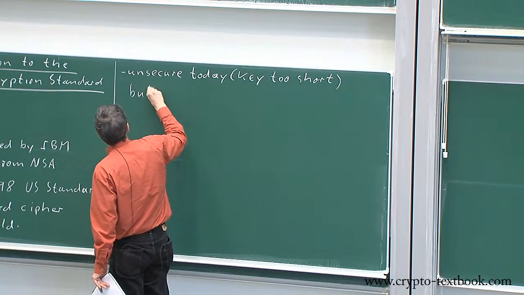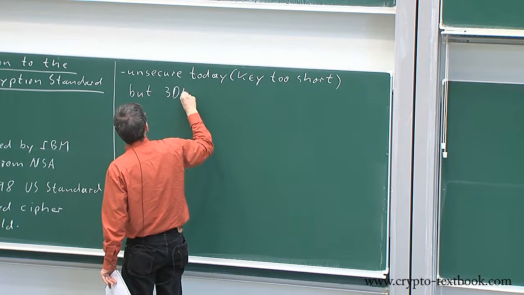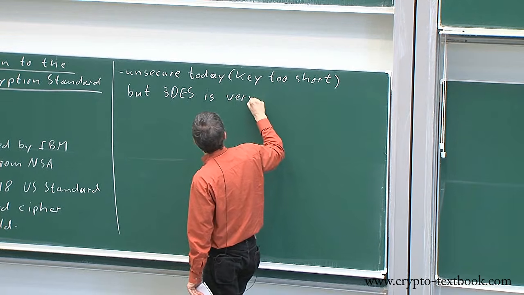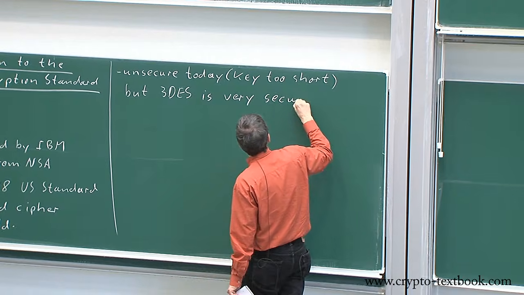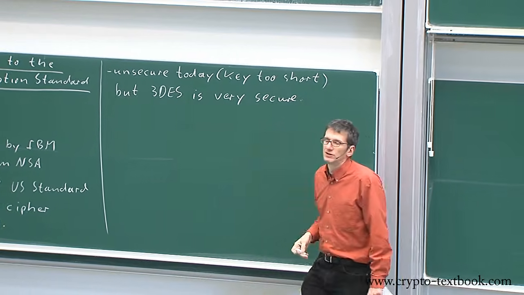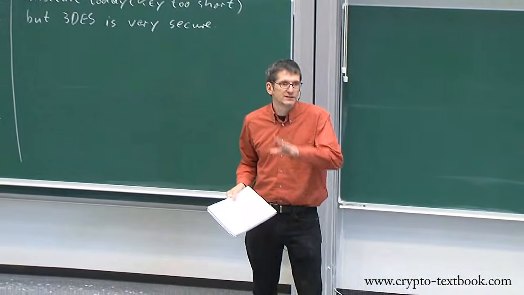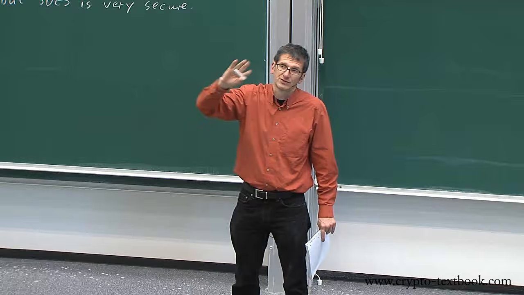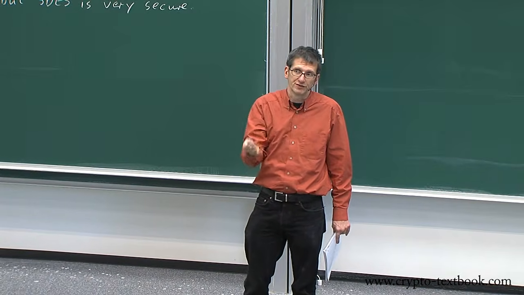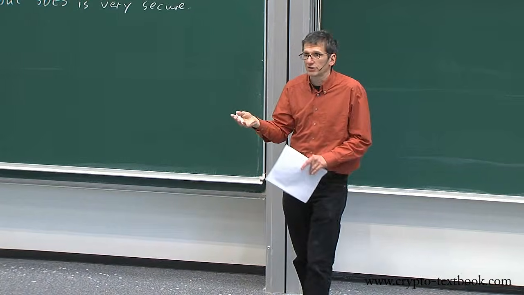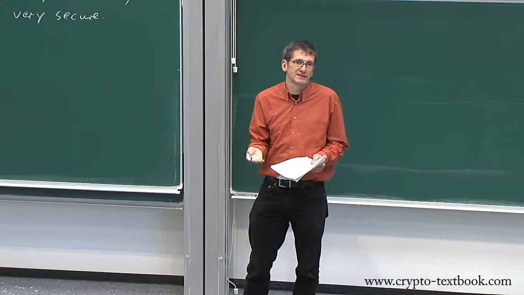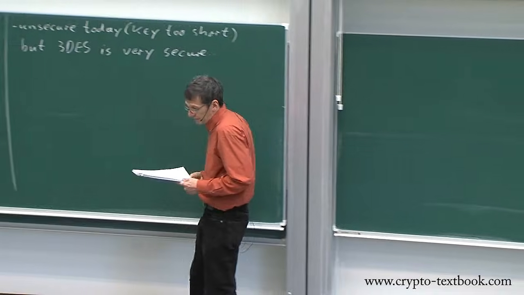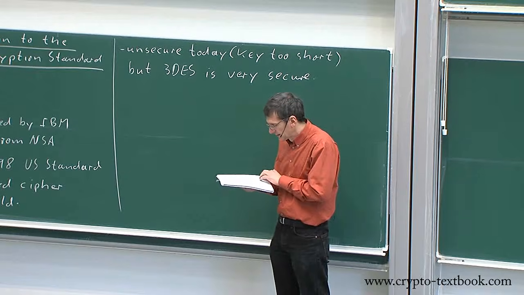But triple DES is very secure. What is triple DES? You simply, if you want to encrypt, you're not encrypting once, but twice and 3 times. So if you have your email, and every block of your email, if you encrypt it 3 times in a row, you get something very, very secure that's in the e-passport. Okay. So that's what people are still using.